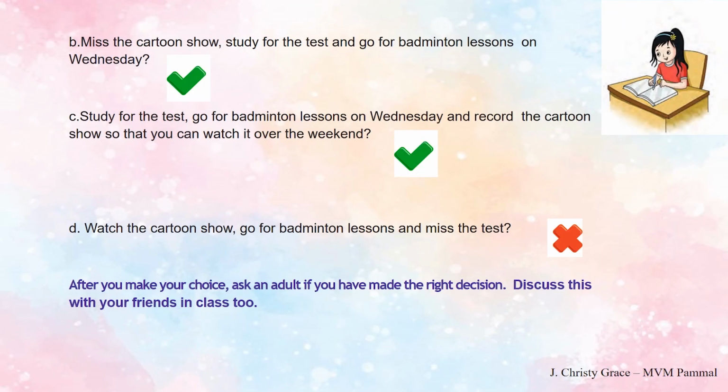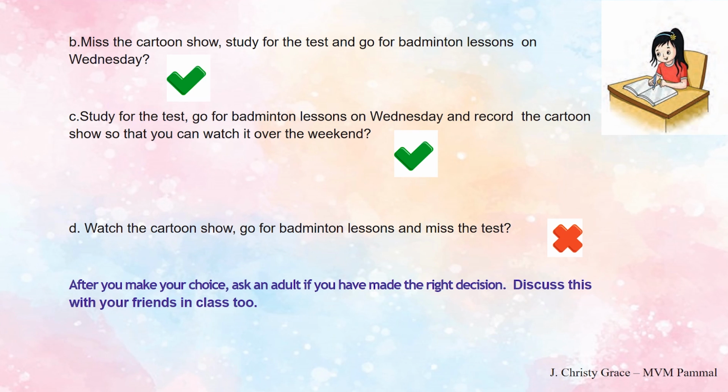Next situation. Miss the cartoon show, study for the test, go for the badminton lesson on Wednesday. So, second situation is you are missing the cartoon show and you study for the test and go for the badminton lesson on Wednesday. Yes, we have to do the same. It's a right answer. We should not miss our lesson. We have to give priority to our studies. After completion of study only we can play, right? Very good.